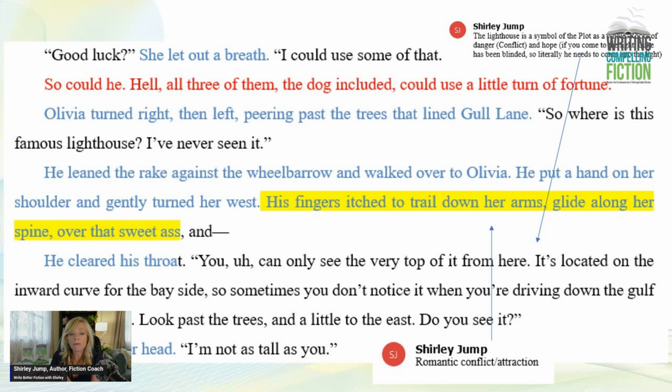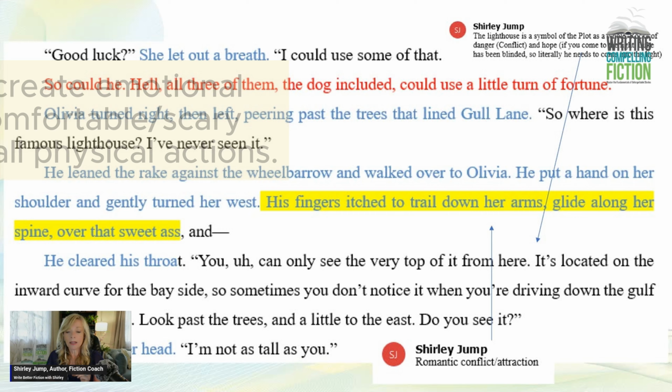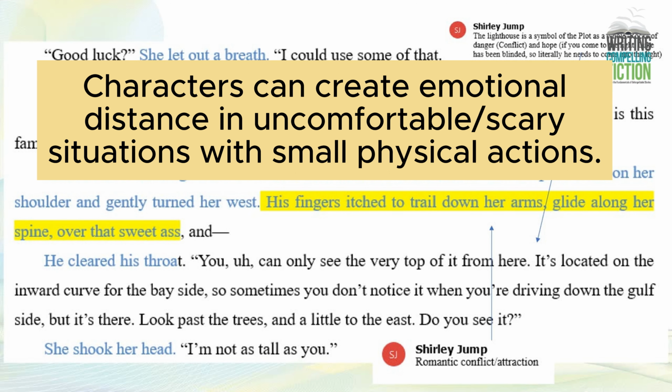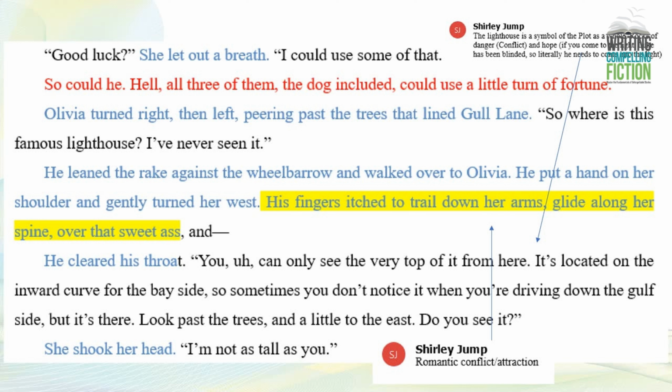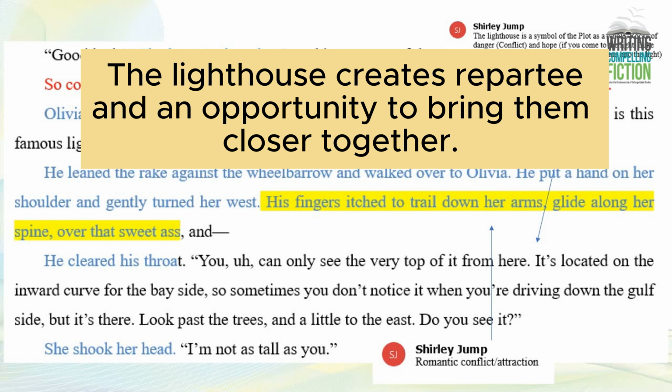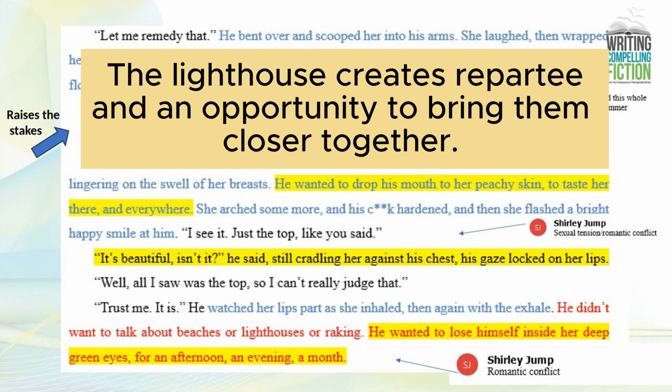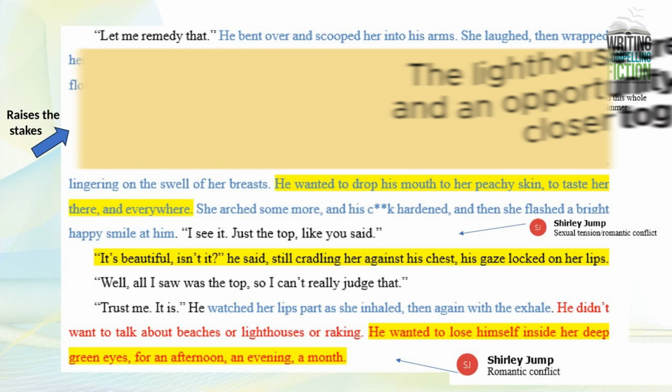So he leans the rake against the wheelbarrow. He walks over to her, and then I have a little sexual tension because it is a romance. Then he clears his throat because, again, he's putting a little distance there. He's like, oh, you can only see the top of it. Look past the trees. Do you see it? And of course, she doesn't, because she's not as tall as he is. Now we're creating a moment for the two of them to get closer. So he bends down and he picks her up because that's what he would do.